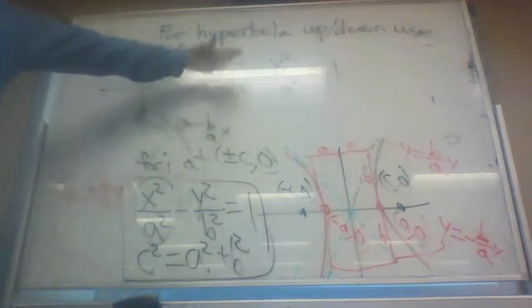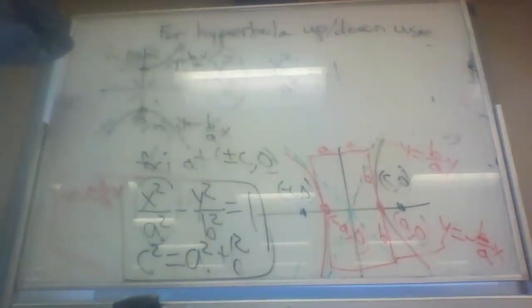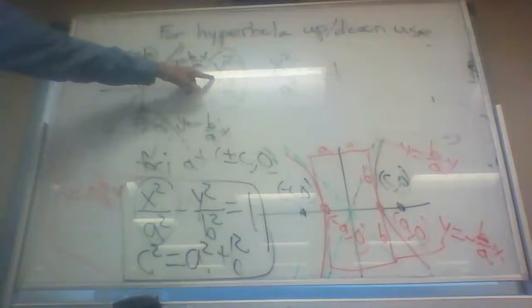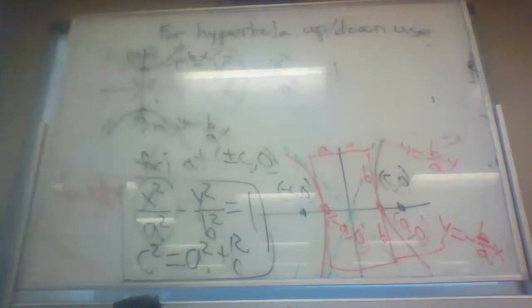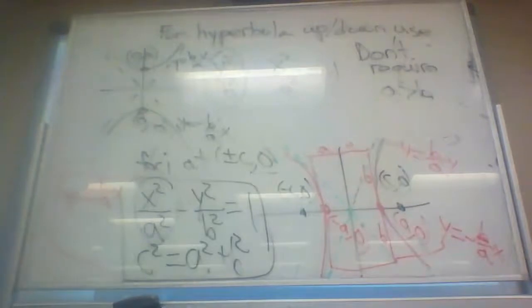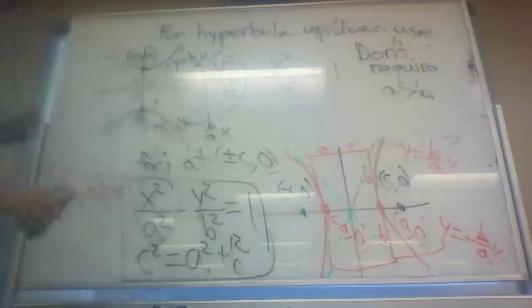And there's an important distinction here too from the ellipse. You notice that a always had to be bigger than b, right? It was the biggest number. And whichever variable you put the a squared under was the one that had the semi-major axis. Not so in the hyperbola. Here a and b can be equal or b can be bigger. So don't require b bigger than a. It's still a hyperbola. Don't require a bigger than b anymore.